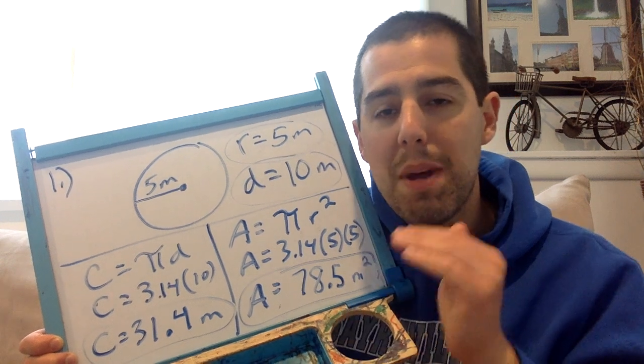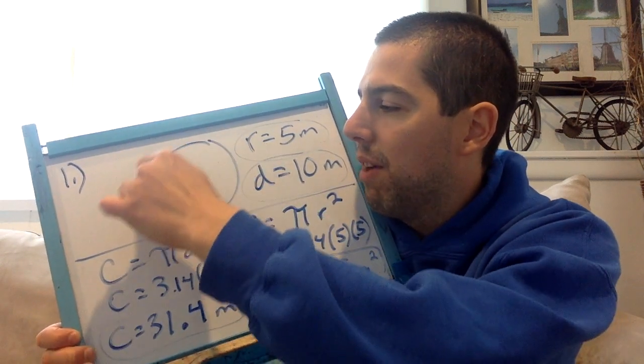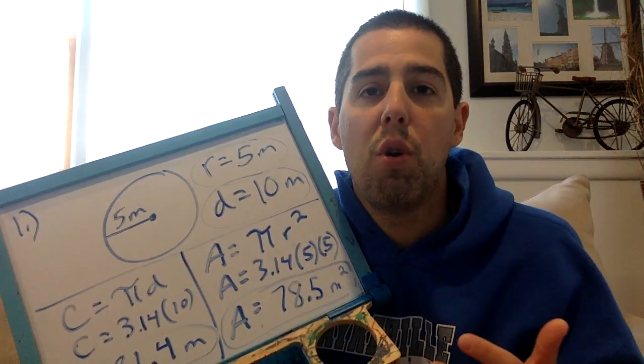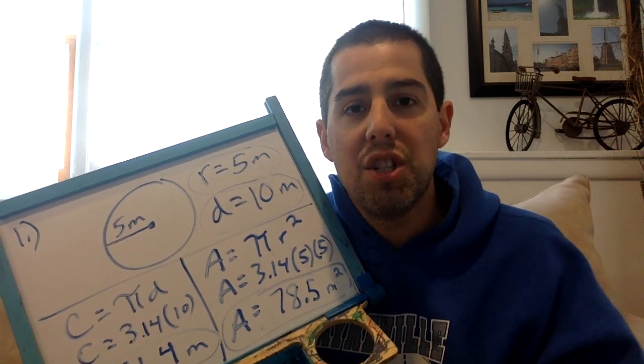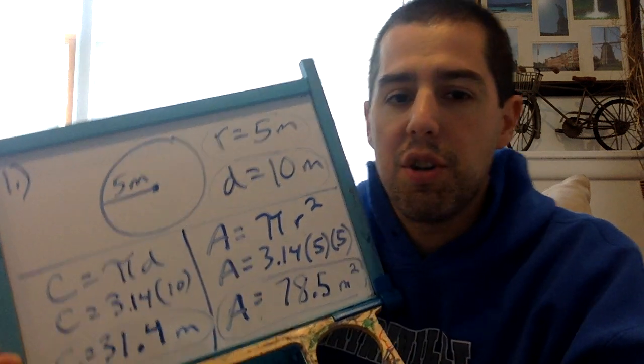Since circumference is measuring linear distance, okay, how long would it be if I walked around the circle? It's just labeled in meters, okay? Like think about how tall you are. I'm 6 feet tall, okay? It's just measuring a one-dimensional length, the distance around the circle.